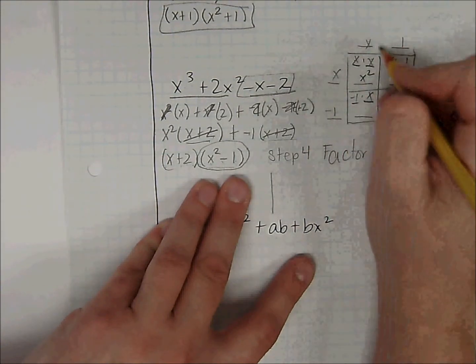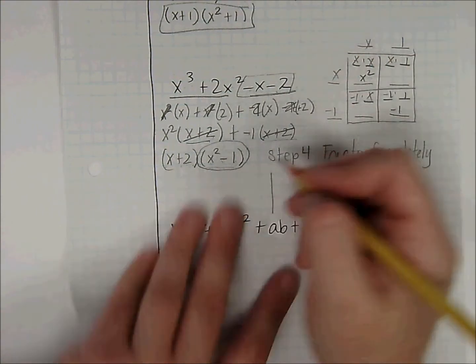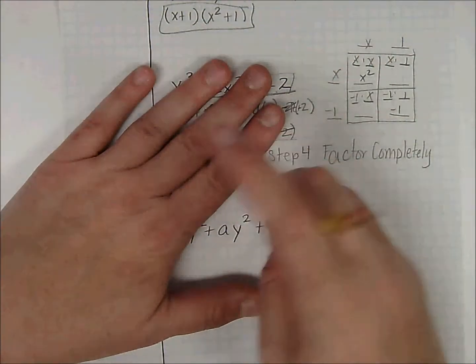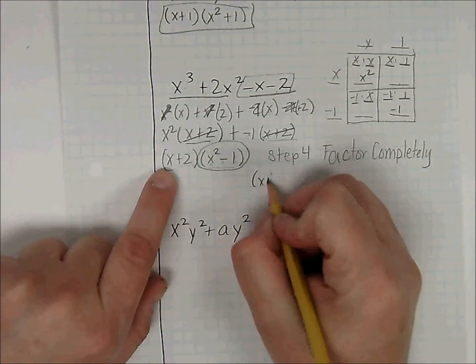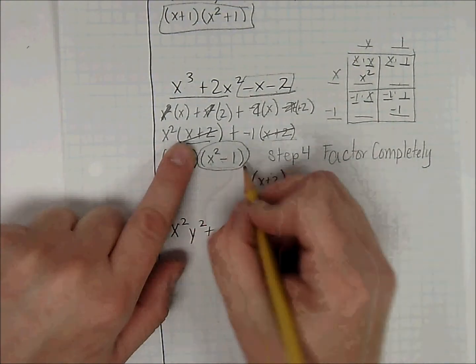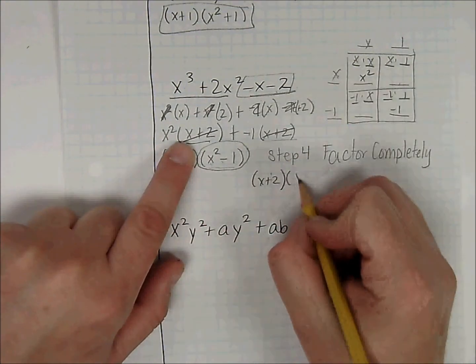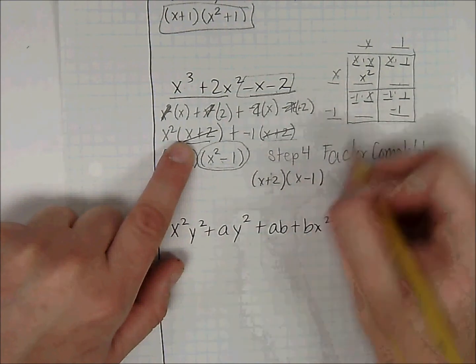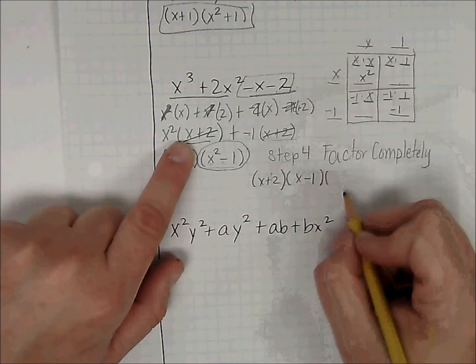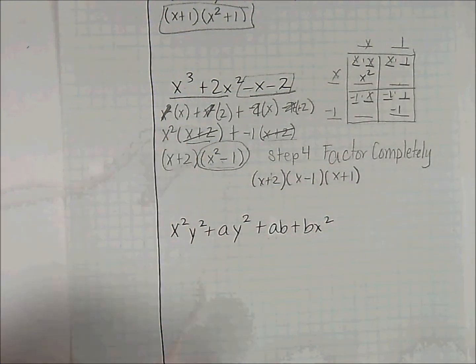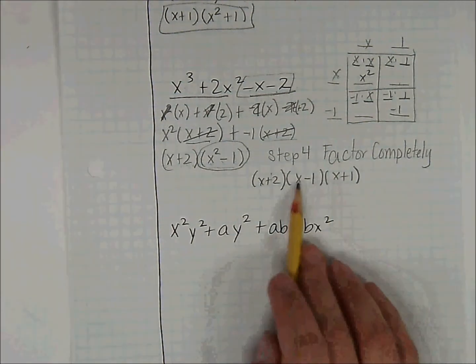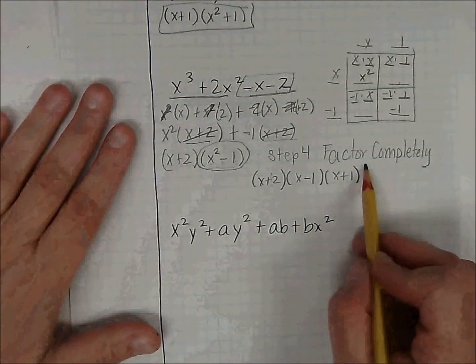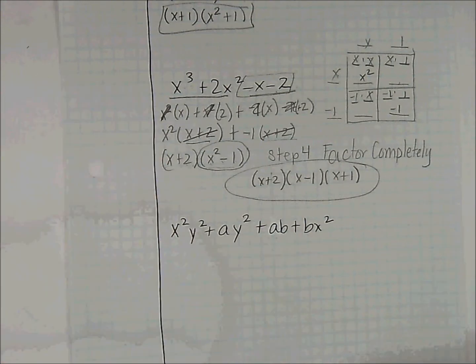So now we're looking at x plus 1. So I'm going to write my answer down here. We did nothing to the x plus 2. On the x squared minus 1, we now have x minus 1 and x plus 1. Factor completely again. We go, well, these are all single x's, so I know I'm done. I can't do anything else. Let's look at this one.